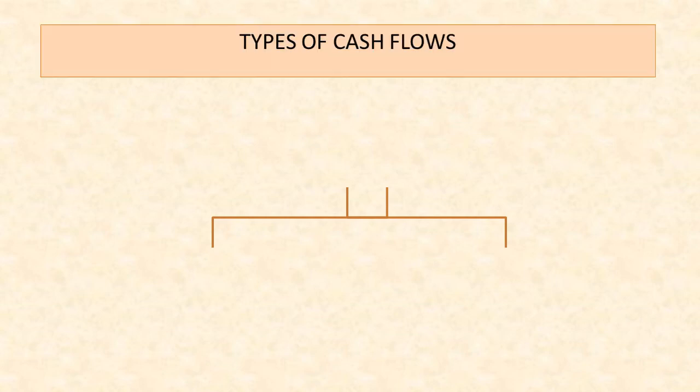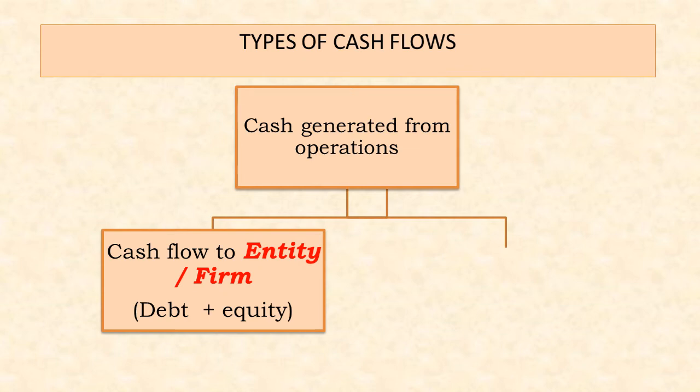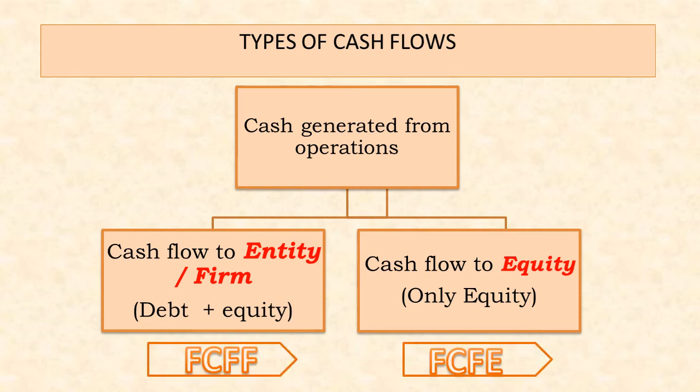To calculate cash flows, we start with cash generated from operations. Cash generated from operations can be divided into two categories. Cash flows which are labeled to the entire company or the entire firm, called free cash flows to firm, or as we commonly call it in financial circles, FCFF. And the cash flows labeled to only equity holders of the company, called free cash flows to equity, or FCFE.